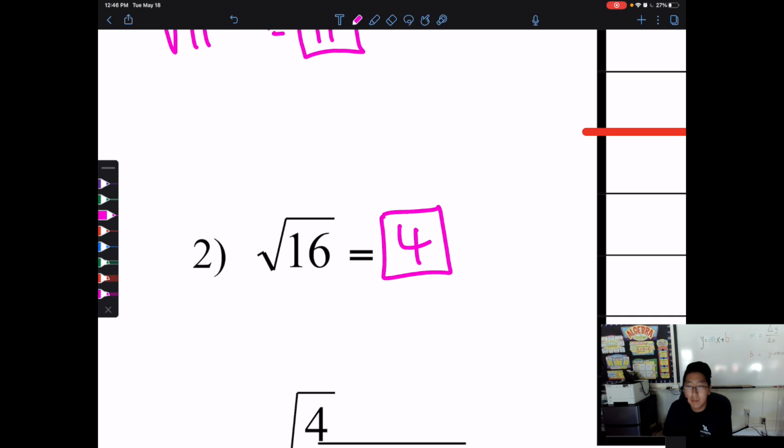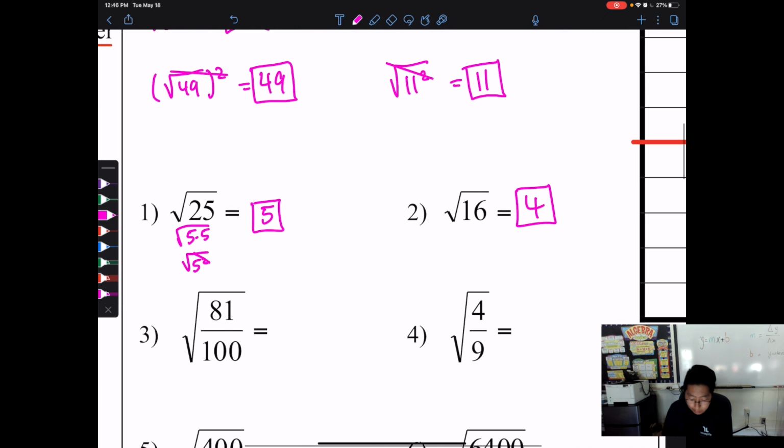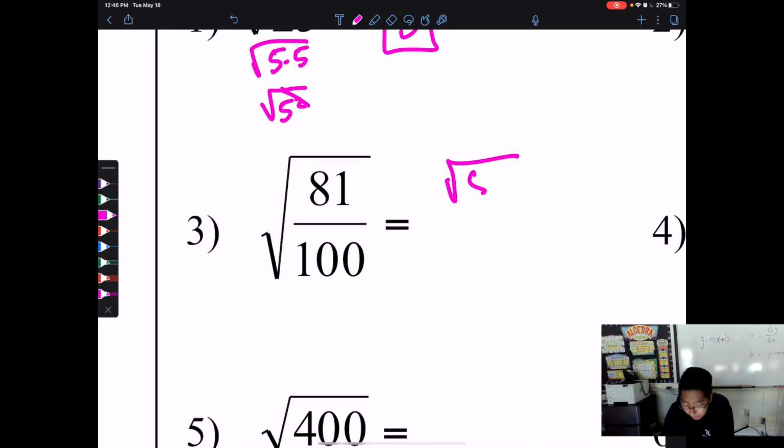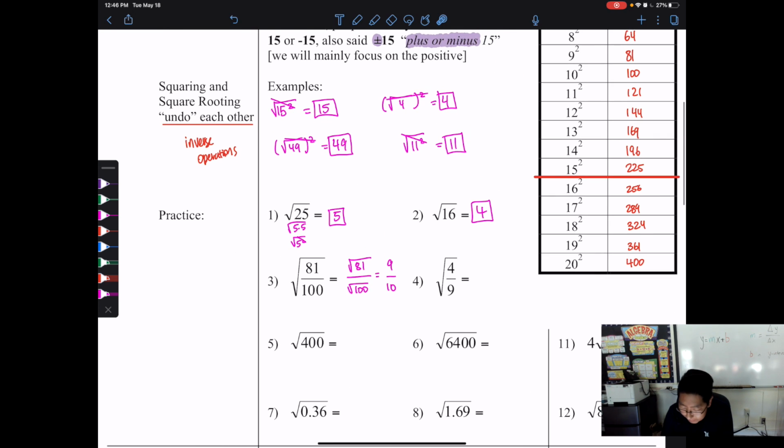All right. Next. Ooh, this one looks a little bit tricky, but it's not. All we're going to do is we're going to put it as a fraction. Square root of 81 over the square root of 100. Okay. And so the square root of 81, that's a perfect square. It's 9 over the square root of 100 is 10. If you don't believe me, here you are. 81 is 9 times 9. 100 is 10 times 10. Okay?